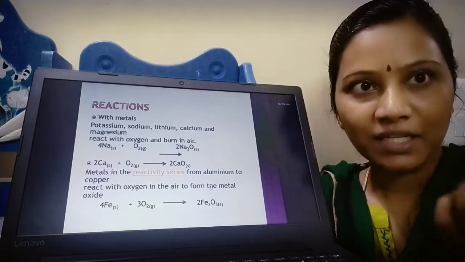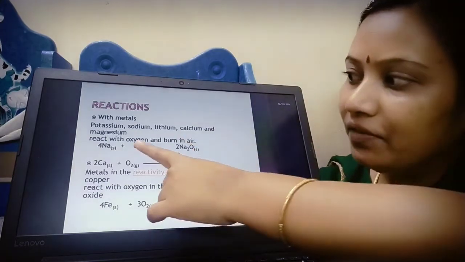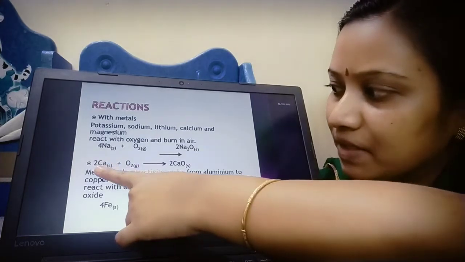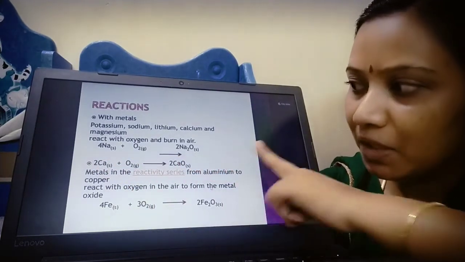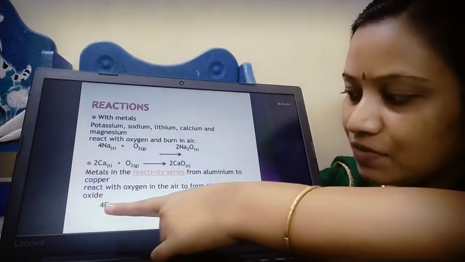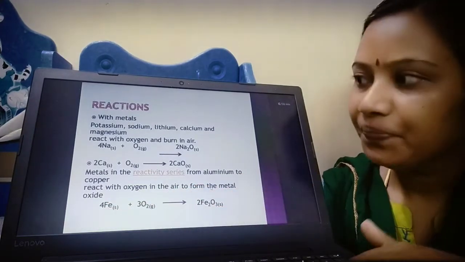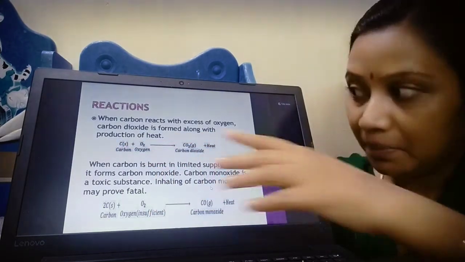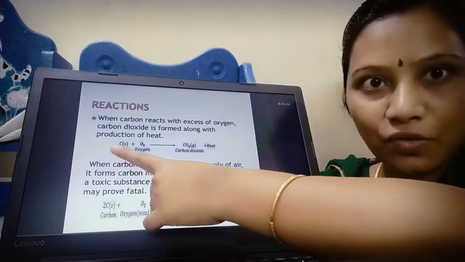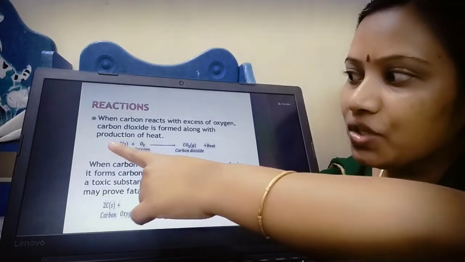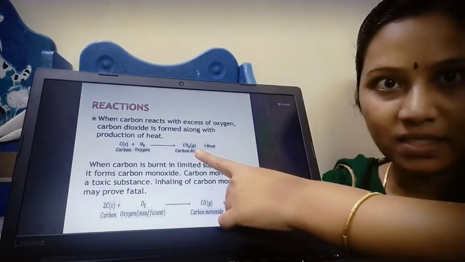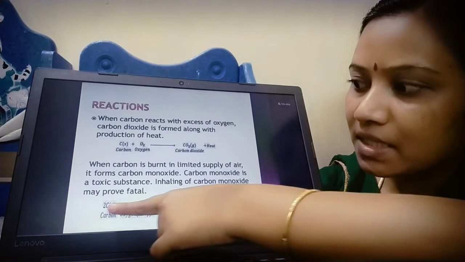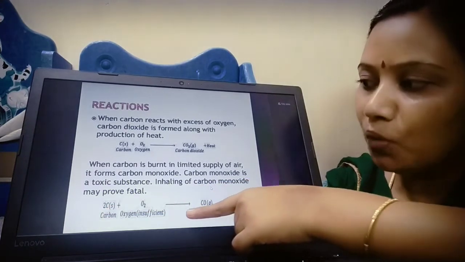I am going to tell the reaction, you can just tell the end product. When oxygen reacts with sodium, you will be getting sodium oxide. When oxygen reacts with calcium, calcium oxide, which is nothing but quicklime. Now when oxygen reacts with iron, you will be getting iron oxide. And when excess oxygen is treated with carbon, you will be getting carbon dioxide along with heat. But when a lesser amount of oxygen is applied to carbon, then CO, carbon monoxide, is formed.